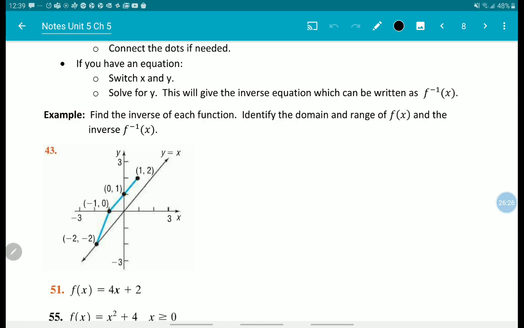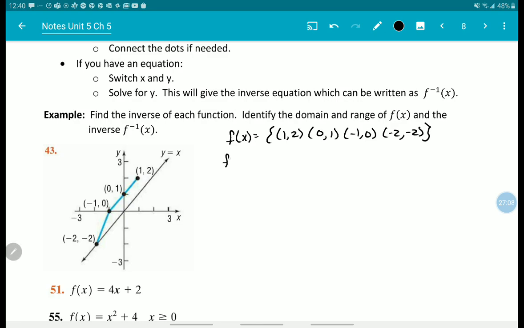So if we look at this one, we have a set of 4 points. I'm going to list those points out. I'm just going to call it f of x. So we have the points (1, 2), (0, 1), (-1, 0), and (-2, -2). This is a function. It passes the vertical line test. It's one-to-one. It passes the horizontal line test. Remember, we're just looking at this blue piece. That y equals x is just there for symmetry later. So because it's a function and it's one-to-one, it's guaranteed to have an inverse.